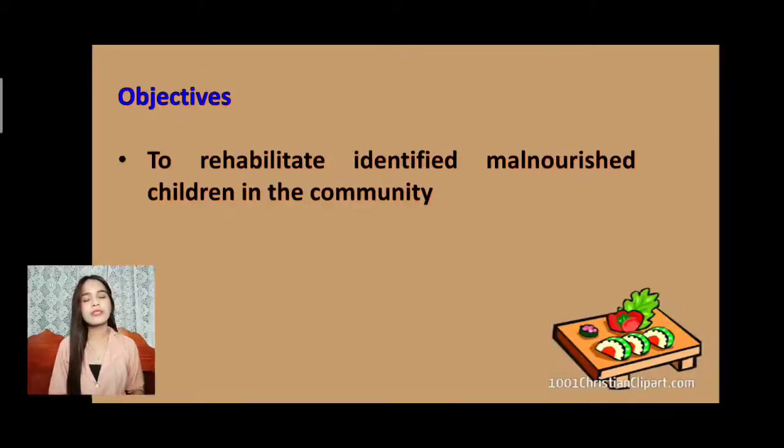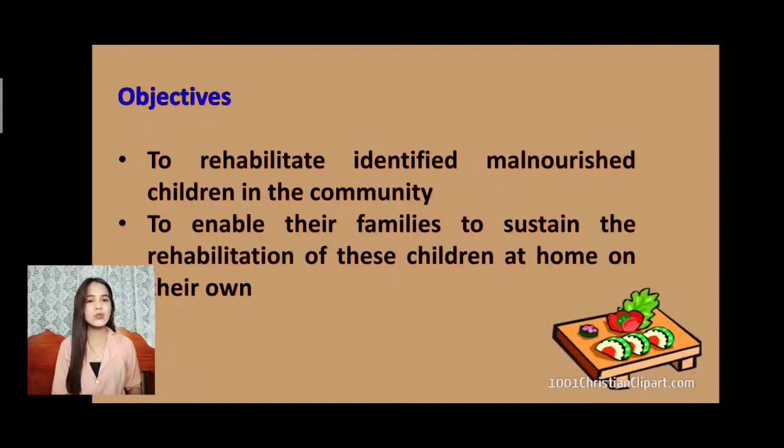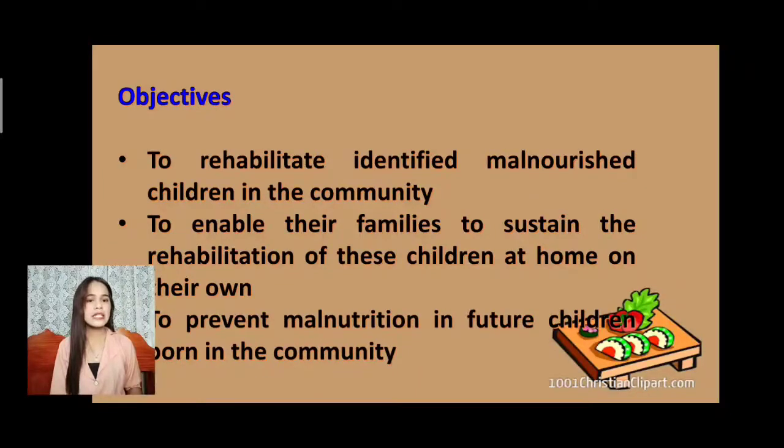Now, what are the objectives of this program? First, it is to rehabilitate identified malnourished children in the community. Next is to enable their families to sustain the rehabilitation of these children at home on their own. And lastly, it is to prevent malnutrition in future children born in the community.